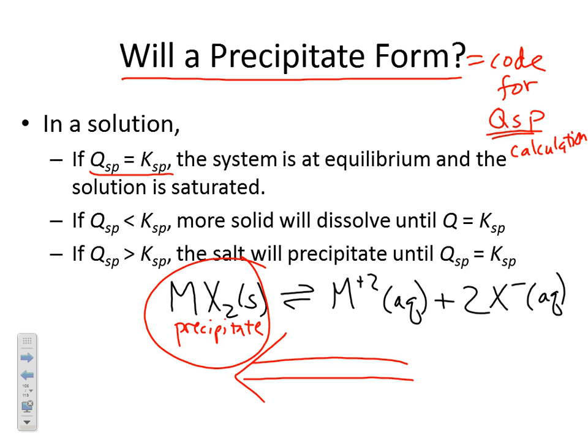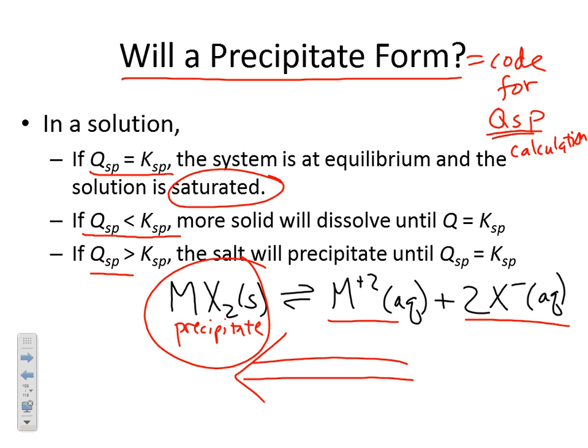If QSP is equal to KSP, then the system is at equilibrium and the solution is saturated. So that means that if it stays exactly as is, you're not going to get a precipitate to form. If Q is less than K, that means that we don't have enough product, and the products are aqueous ions. The products are not a precipitate. So if Q is less than K, then we're going to have to generate more product in order to get Q equal to K in order to be at equilibrium, and we're not going to have a precipitate.